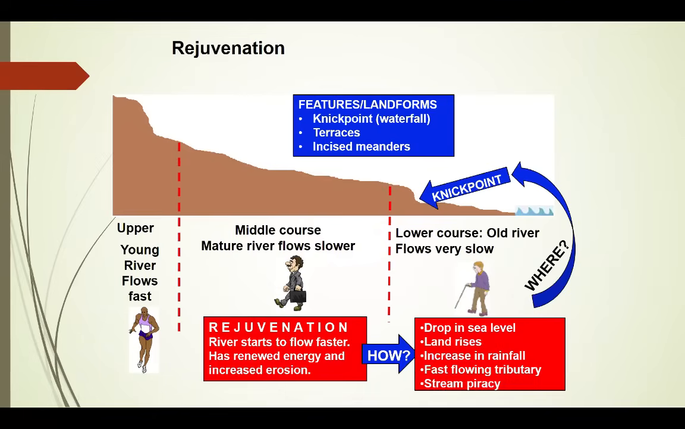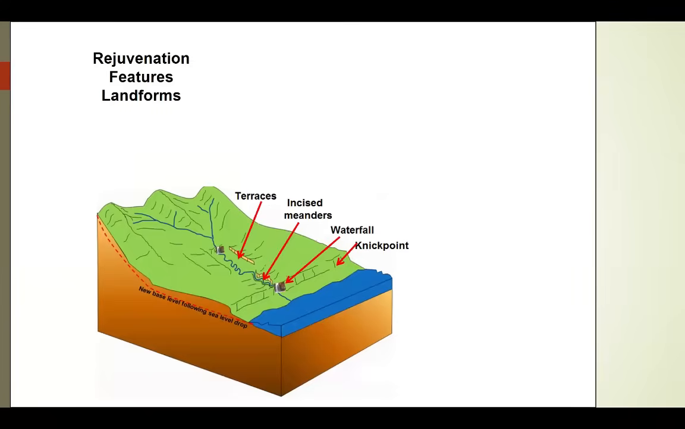Now, let's look at evidence of river rejuvenation. So number one, what is the evidence that river rejuvenation has taken place? We can see different features. A knick point is a point where rejuvenation will take place. So once you see a knick point, you must know rejuvenation has taken place. A knick point is where there is a sudden change in the gradient of the river. That is where your rejuvenation takes place.